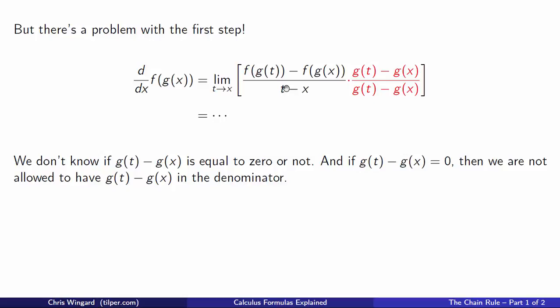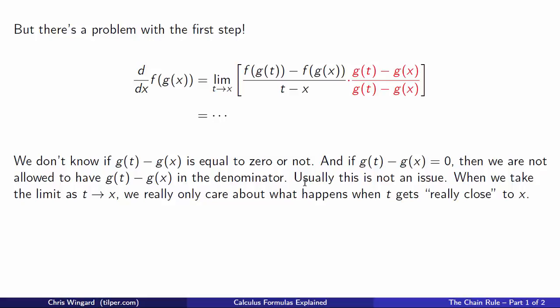Now you might be wondering, don't we have the same issue with t minus x? And we don't, because when we take the limit as t goes to x, we always have t not equal to x. Since t does not equal x, t minus x never equals 0. So that's not an issue. But this over here, that could be an issue. G of t minus g of x could be 0.